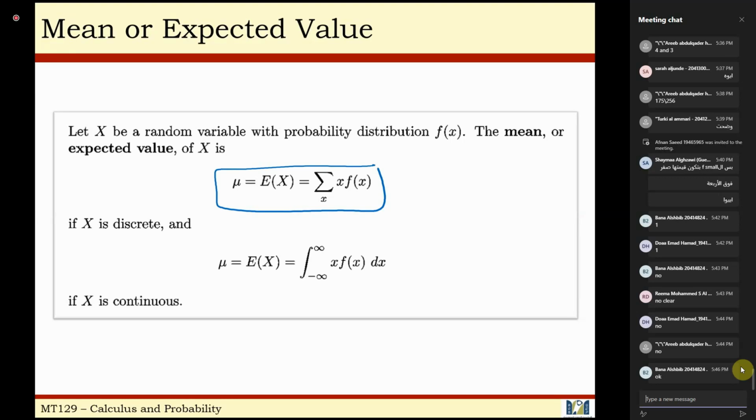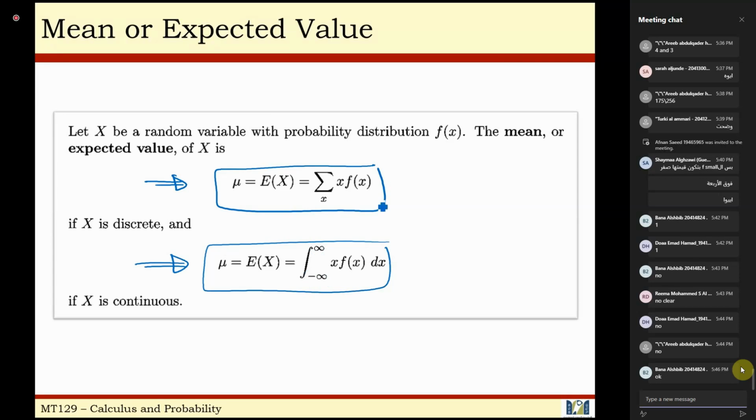Now, if we have a probability mass function, or discrete, and if we have continuous, so the integral from minus infinity to infinity of also x multiply f of x. This is very important to find the mean in continuous and discrete.